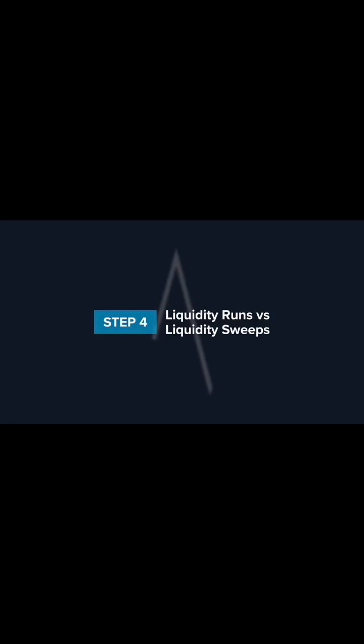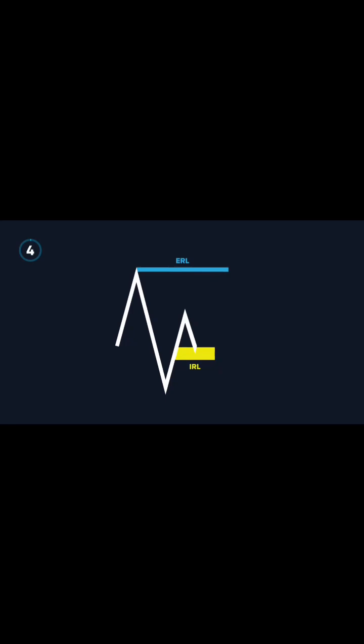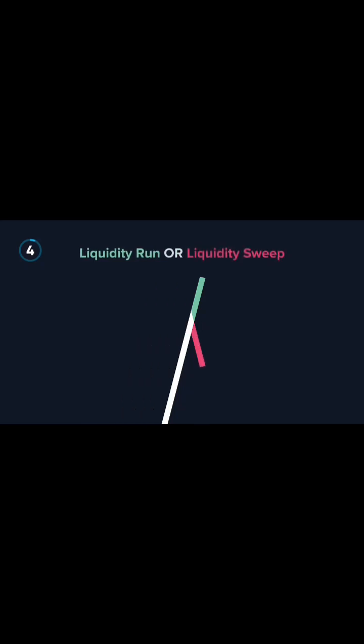So now it's time for the next step, which involves understanding the difference between liquidity runs and liquidity sweeps, and more importantly, how we can predict which of the two is going to happen. When the price attacks an external range liquidity level, which is either a previous swing high or a previous swing low, it can do one of two things. The first option is for it to continue in the same direction, which is what we call a liquidity run, and the second option is to create a reversal, which is what we call a liquidity sweep.